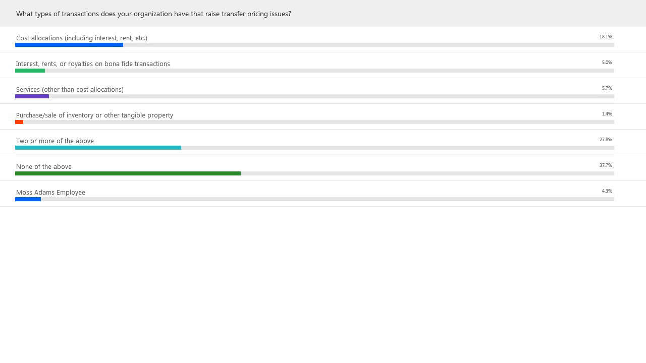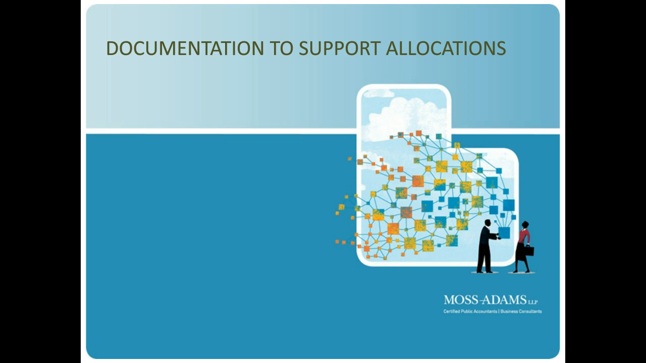All right, Darren, back to you for some talk about documentation. All right, thanks, Paul. And as we can see, there were a wide range of situations where cost allocations and transfer pricing affect NFPs. Now, obviously, one of the ways in planning and taking the opportunity to cost allocate, one has to document the transaction.